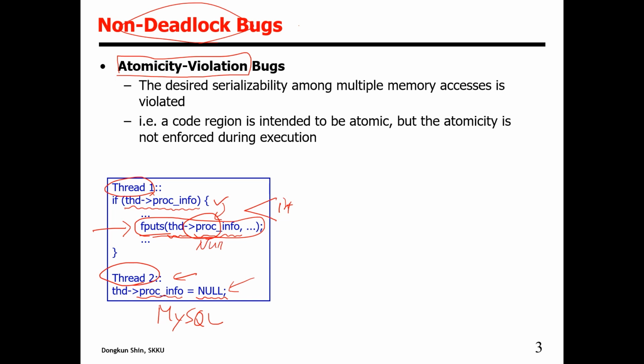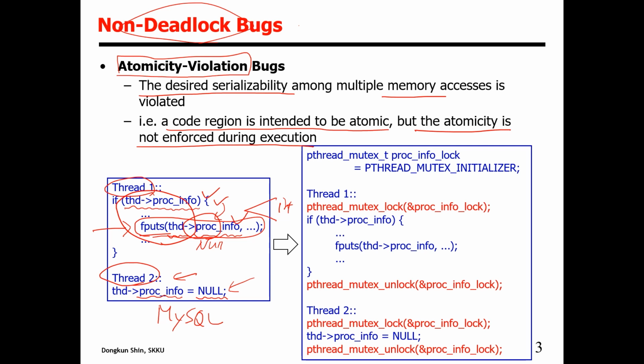The formal definition of atomicity violation is that the desired serializability among multiple memory accesses is violated. That is, the code region is intended to be atomic. These two operations, the check and the access, must be performed atomically, but the atomicity is not enforced during execution.